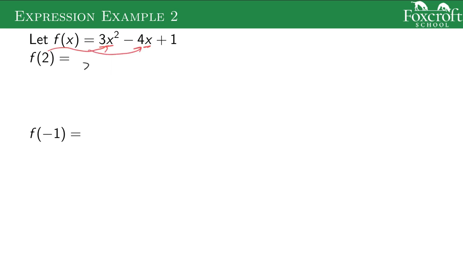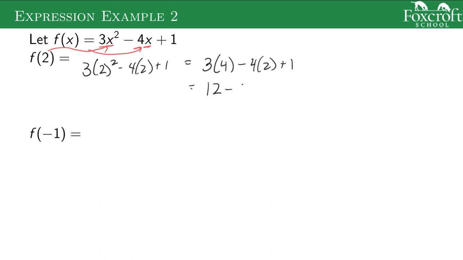Now it's going to look like 3. Again, always use your parentheses when you're putting stuff in so you do the order of operations correctly. First thing we do in order of operations is the exponent. So this is going to be 2 squared is 4. Then I can do the multiplications. And then do addition and subtraction left to right. So 12 minus 6 is 6. 6 plus 1 is 7.